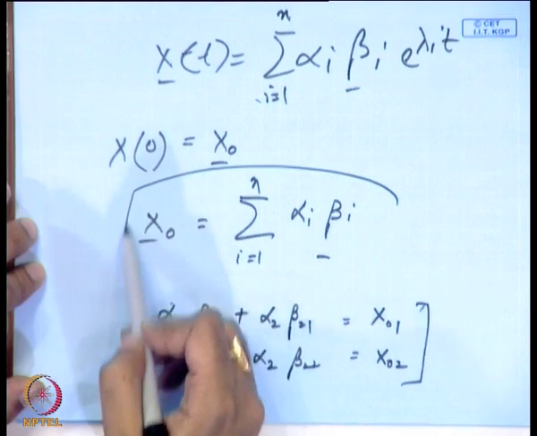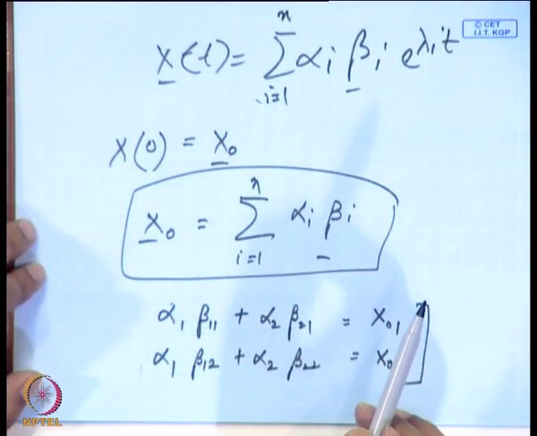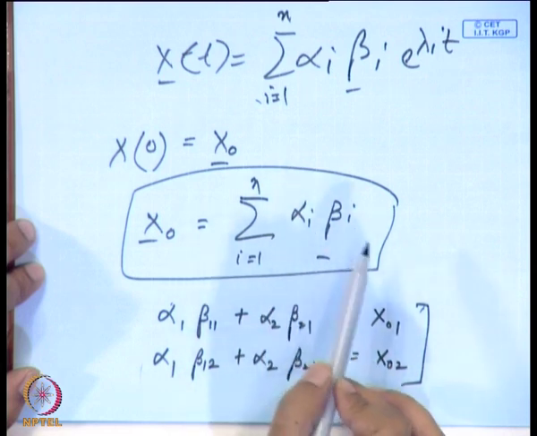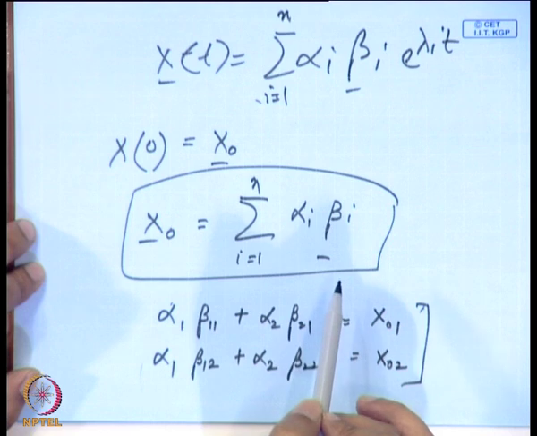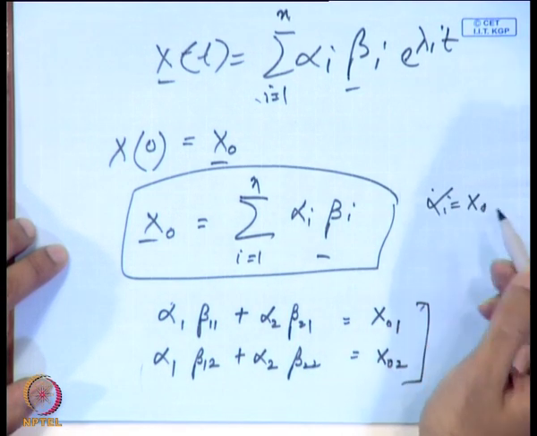So, you just need to invert. Or solve this way, by using the eigenvectors of the transpose of the matrix A. You can solve for alpha I. Alpha I is directly equal to x naught times, let us say y I, the eigenvector of the transpose.